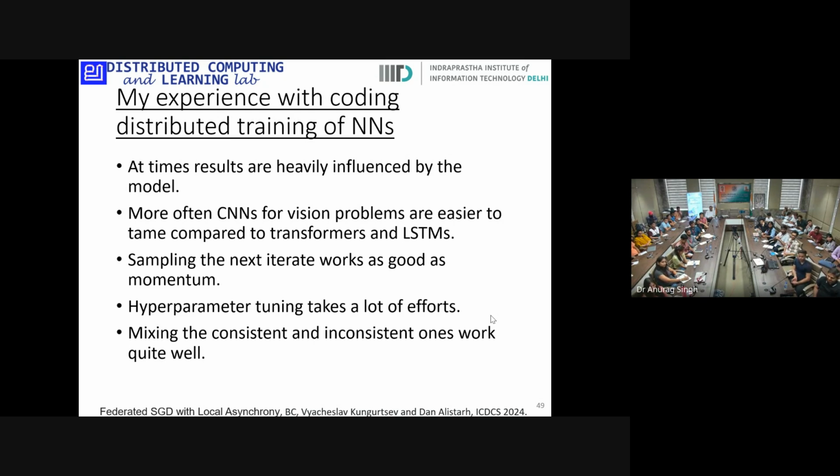All right. And then, mixing consistent and inconsistent works. Once, it works quite well. Sometimes, when the asynchronous way is not working well, then maybe from time to time do some synchronous training and then again go asynchronous. Those kinds of strategies.